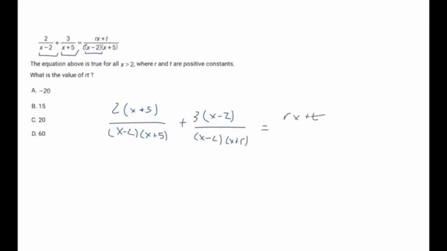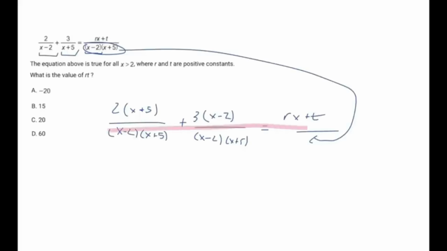And because we already have this here, they give this to us. So this is all going to be the same, x minus 2 times x plus 5 as the common denominator. And so what we can do is just get rid of it. So all this at the bottom dies. And so now we're left with the following on top, 2 times x plus 5 plus 3 times x minus 2 equals Rx plus t.